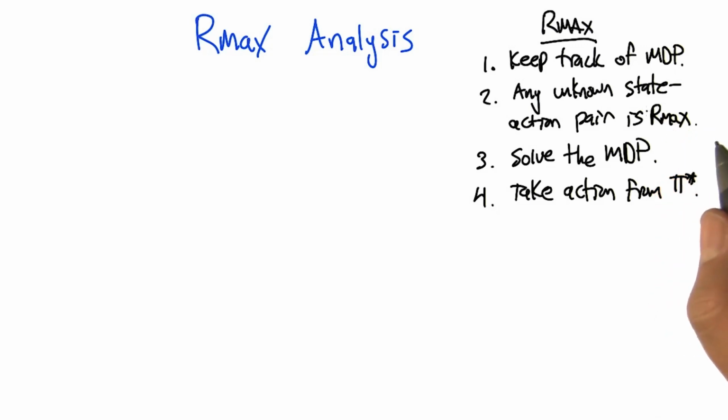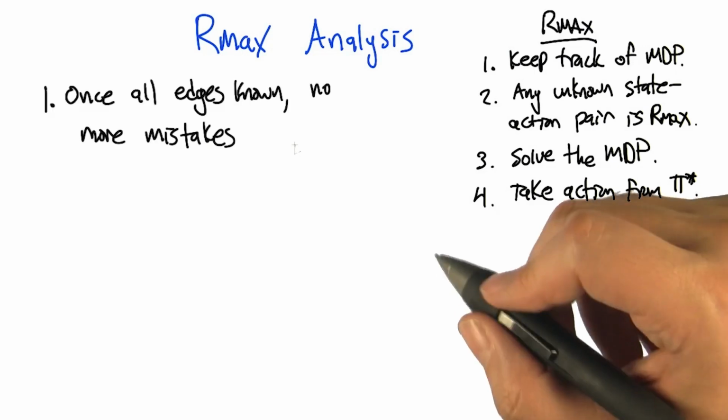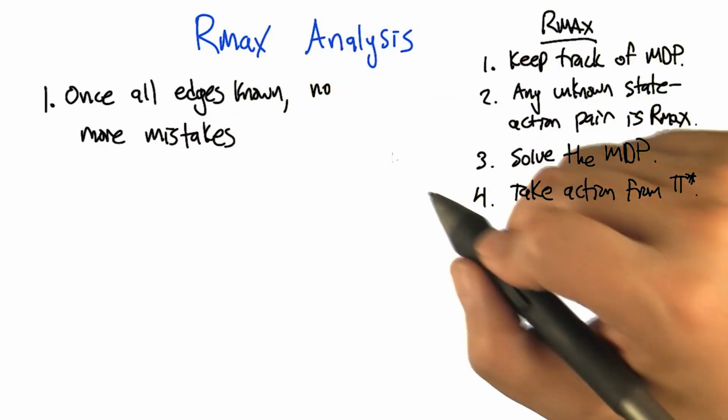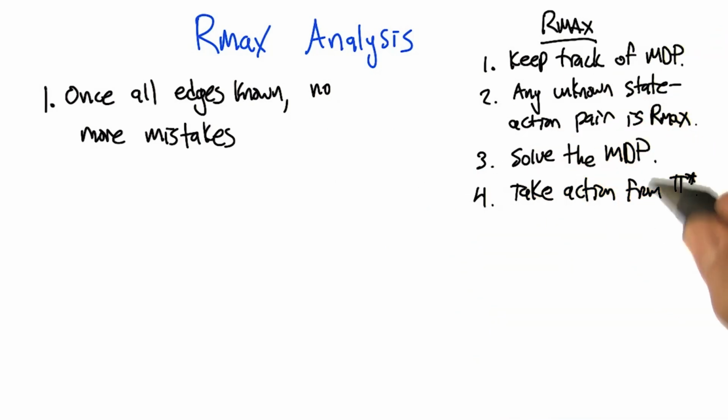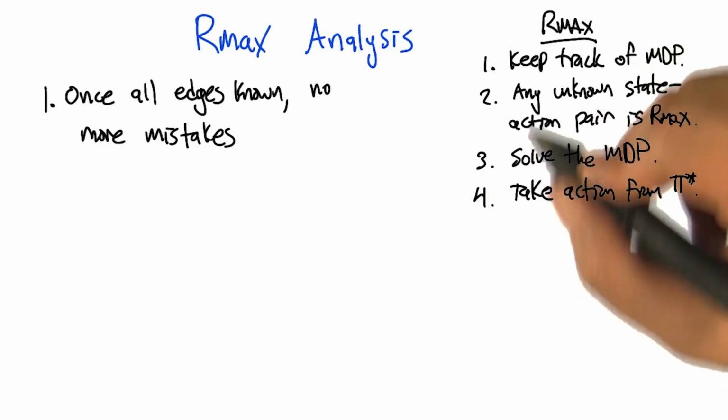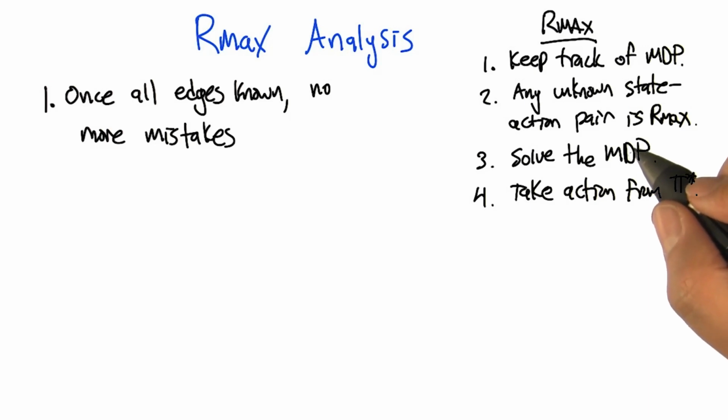So here's the algorithm. I just copied it from the previous slide. And there's some things that we can figure out about this. Once we've actually visited all the state action pairs in a deterministic MDP, then this algorithm is going to be perfect. It's never going to make any more mistakes after that. Do you see that? Because in step 3, it solves the MDP, which is in this case now the actual MDP, so it finds the actual optimal policy.